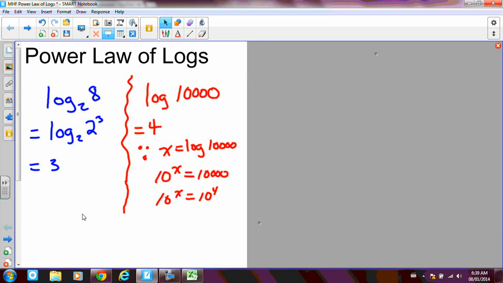Welcome back, everyone. We're going to extend what we saw yesterday with the introduction to logarithms and see if we can't make use of, well, the new power law of logarithms. A couple of examples from yesterday.